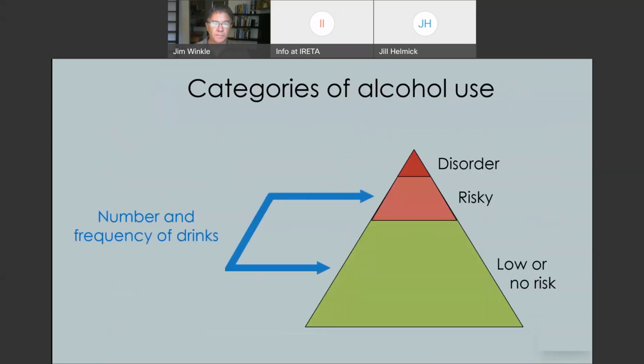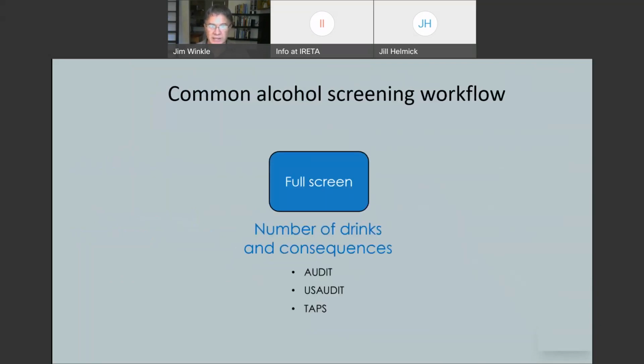So back to the risky and low risk limits. How do we identify, how do we know as much as we can how much someone is drinking to know if it's posing risk to their health? Well, we use screening tools, and I would divide it between a full screen and a brief screen. So if we start with a full screen, these are commonly used tools, 10 questions or less, that ask about both number of drinks and consequences. We call it a full screen because they do both.